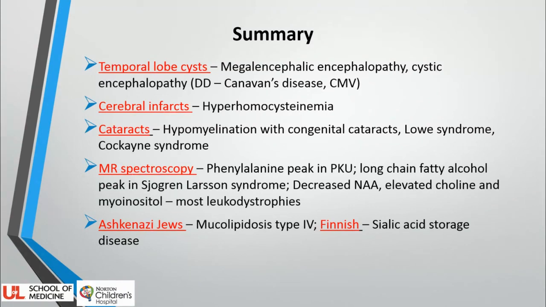And on MR spectroscopy, there's the phenylalanine peak in patients with phenylketonuria, long chain fatty alcohol peak in patients with Sjogren-Larsson syndrome. And most of the other conditions show decreased N-acetyl aspartate, increased choline, and increased myo-inositol from neuronal degeneration and demyelination. Mucolipidosis type 4 is commonly seen in the Ashkenazi Jewish population, and sialic acid storage disease is predominant in the Finnish population.